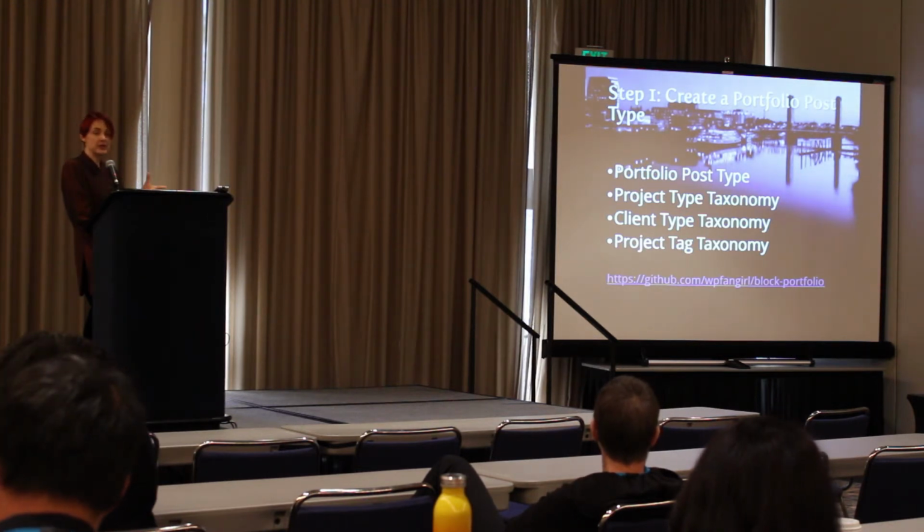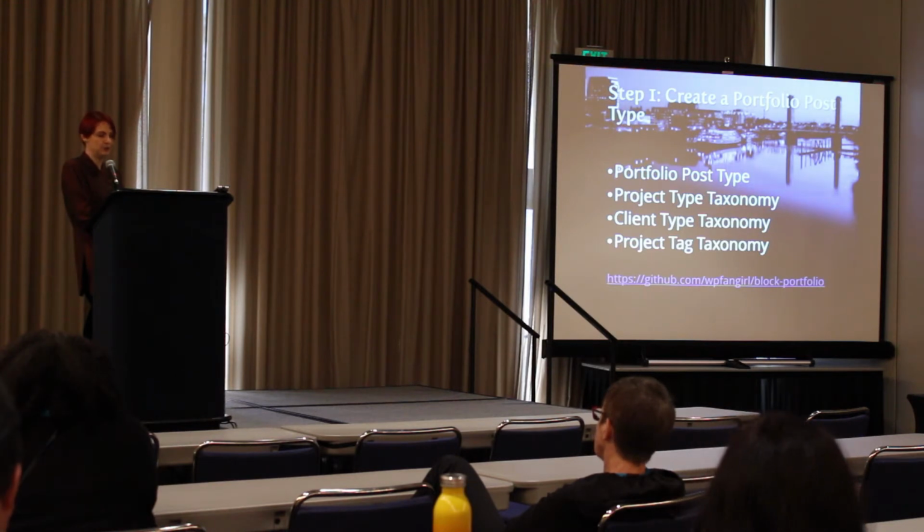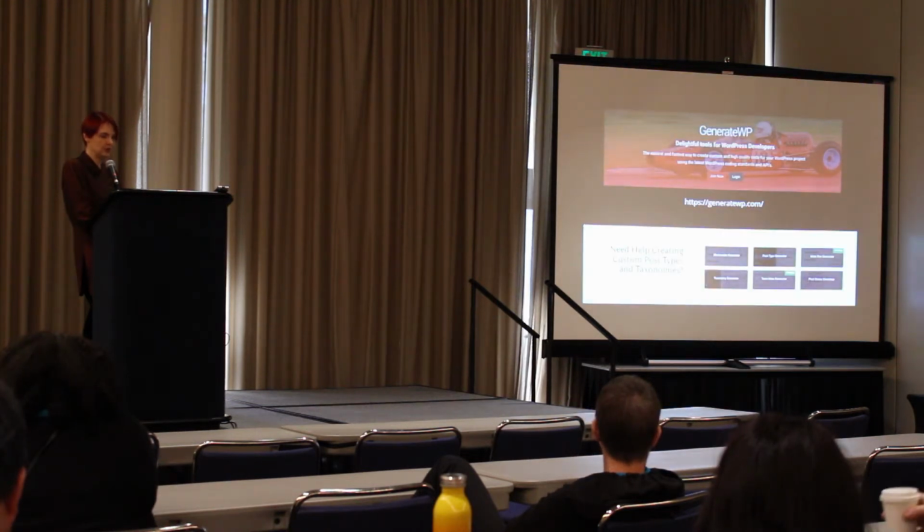Etc. Client type, which could be your client's industry, because this is something clients look for. Well, who else in my industry has hired you? And a third for any other things that might cross client types and project types, but could be useful. Now, if you have not coded a custom post type or custom taxonomy before, there's help for you. It's called Generate WP, and they have these generators for post types and taxonomies and queries and a bunch of other things, and you need to fill in some information and then it will generate the correct code for you.